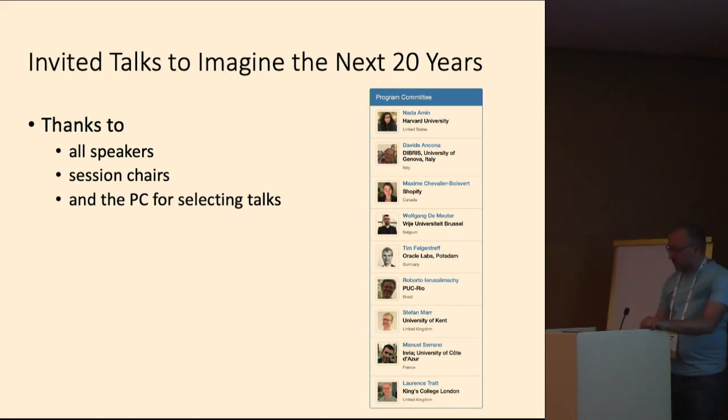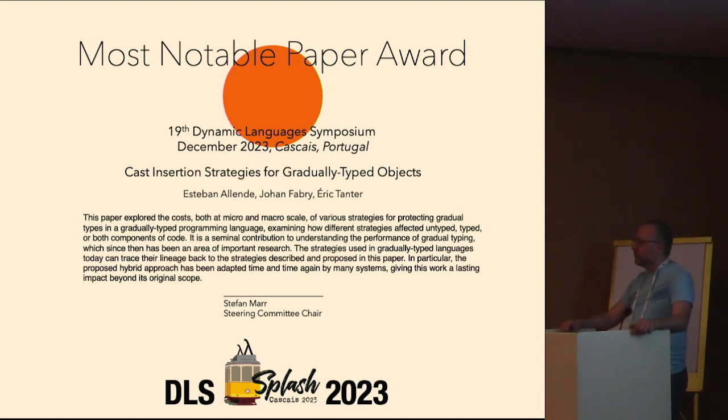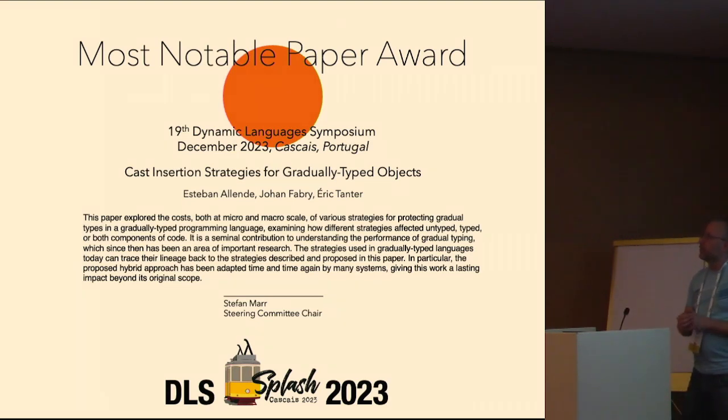And before I close, I should really end on a very positive note. Every year we have a committee of 3 people. It's typically the last 2 PC chairs and then the PC chair of 10 years ago, who select the most notable paper, which is not necessarily the most highly cited, but what these 3 people thought was the most interesting and noteworthy paper from 10 years ago. This year, the prize goes to Cast Insertion Strategy for Gradual Typed Objects by Esteban Allende, Johan Fabri, and Eric Tanter from the University of Chile.